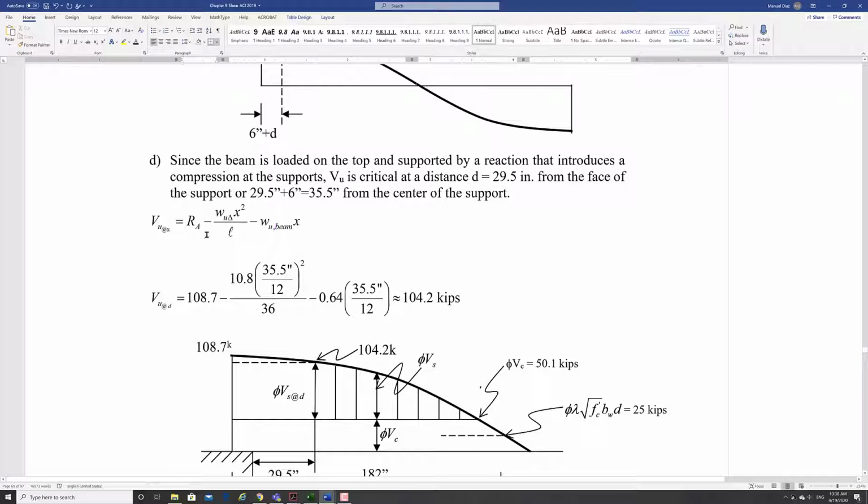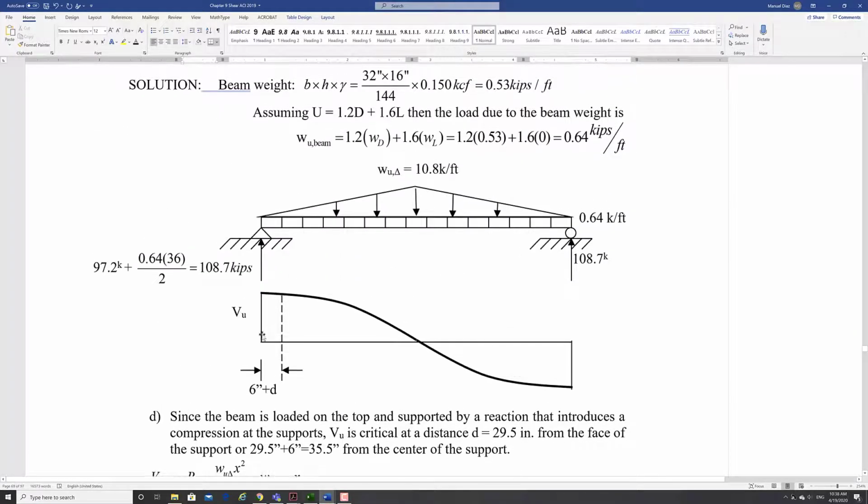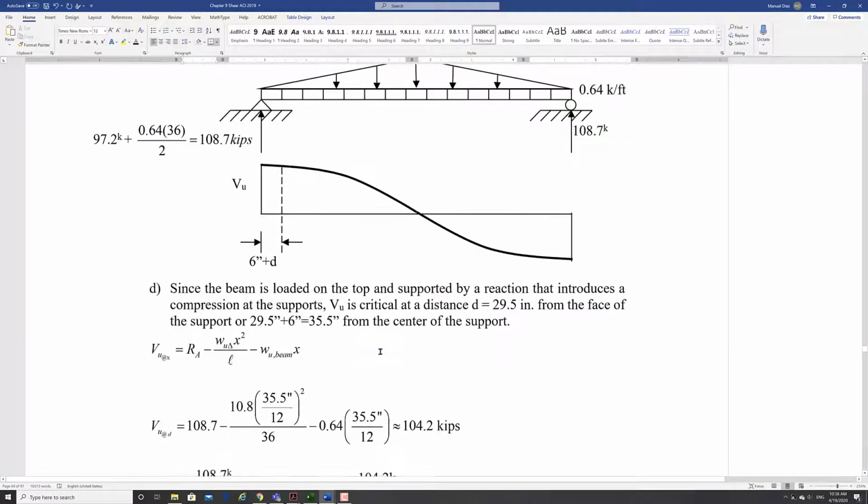And so this is the formula for shear. You have to subtract. What are you going to subtract? I'm going to take my Vu here. I'm going to subtract the uniform load, which is the 0.64. And then I'm going to subtract also the triangular load at the distance x, which is this distance now. So that's our formula for our shear, based on the triangular load and the weight of the beam.